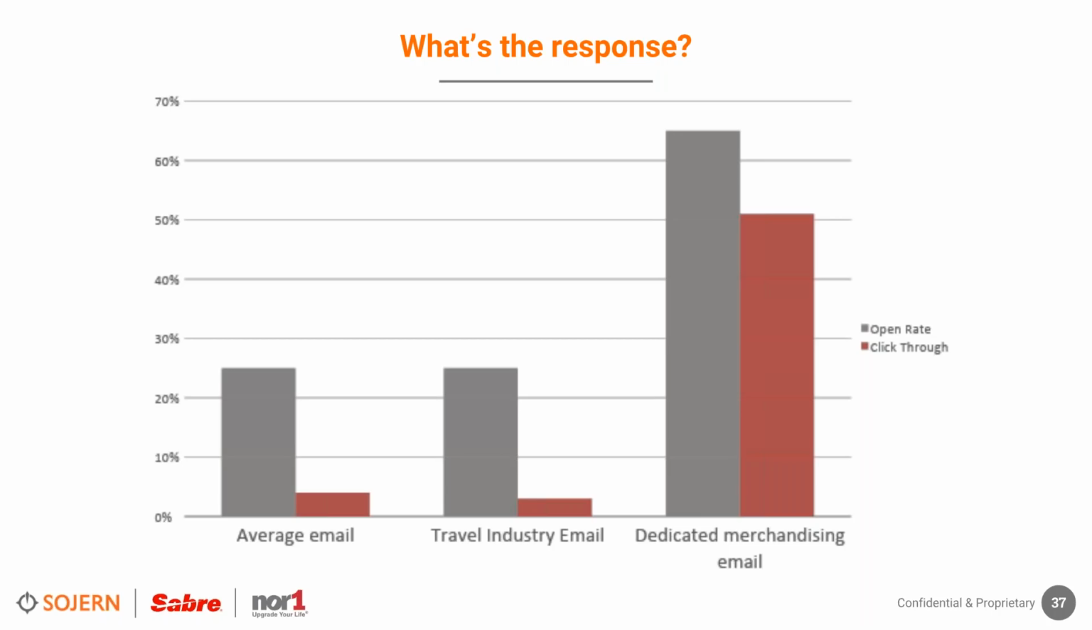Think about a confirmation email or a pre-arrival or a pre-check-in email. The open rate is also around 25% and the click-through is 3%. When we look at the emails that present a single hotel merchandising call to action, which is what Nor1 sends out on behalf of its hotels, the numbers are much higher, as you can see in the bars on the right side of this graph. The open rate for those emails that we send out on behalf of our customers is 64%, and the click-through is 51%. That's a huge difference. And I know that you're dying to understand why that difference is so. So if we could go to the next slide.